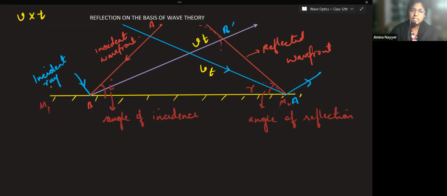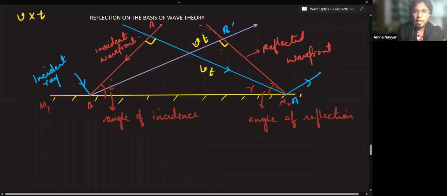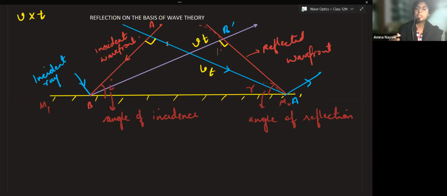See, this incident ray will be perpendicular to this and this will be perpendicular to this just now. Now look at this point, class. Look here. This angle A and this angle B dash, both are equal to 90 degrees. Secondly, BB dash and this AA dash, both are equal to VT. It means this has the same distance. If it has the same distance, it means both the rays are equal.